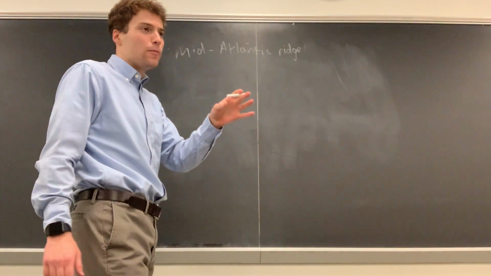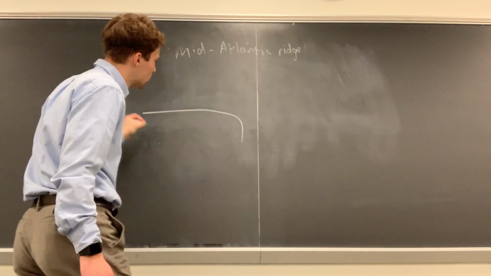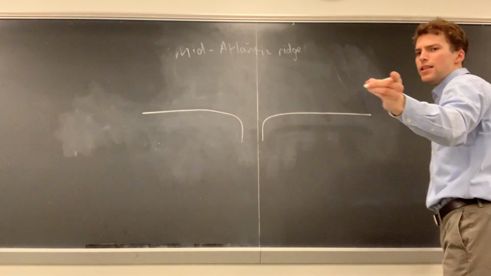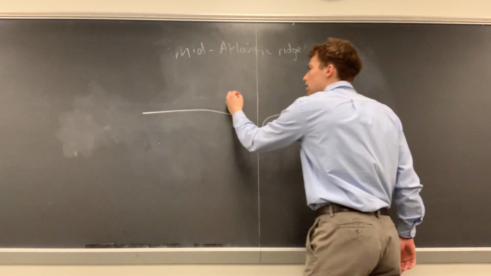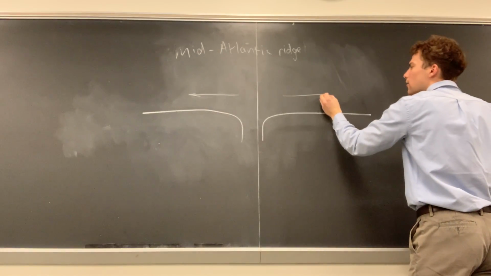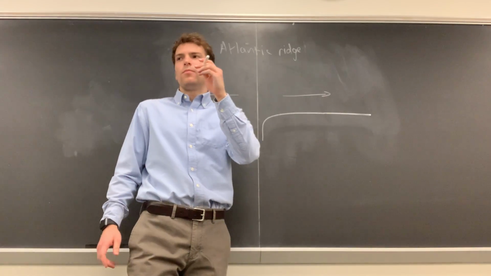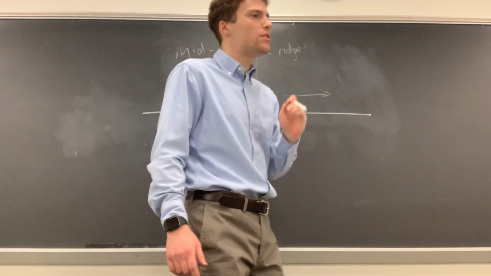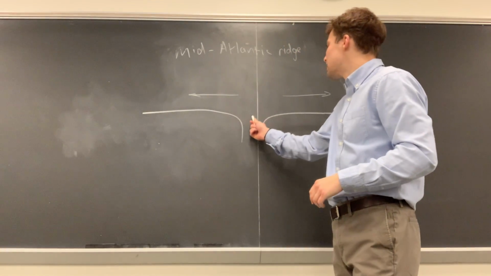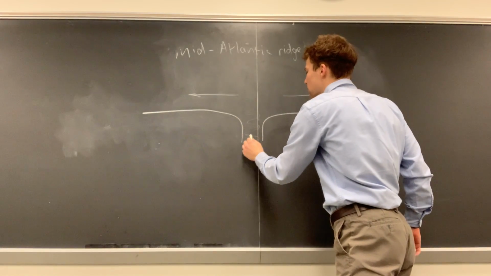So, as I said before, this is a divergent boundary. So we have one plate here, another plate here. And now, these are moving in opposite directions away from one another. Turn to your neighbor for 30 seconds and think of something that you think is happening right here in the middle. What is happening here in the middle?